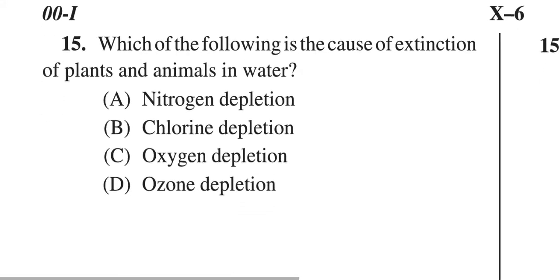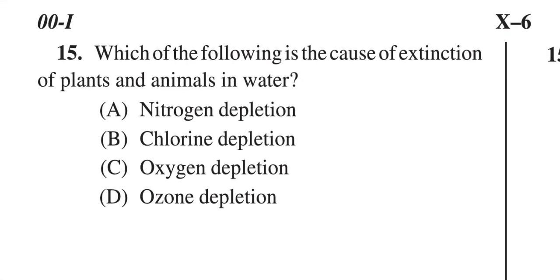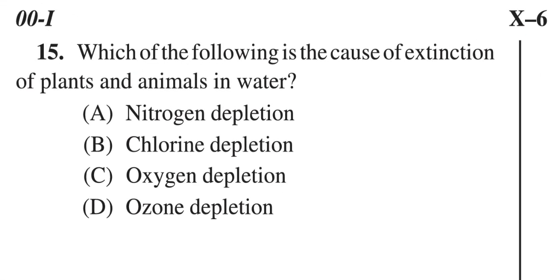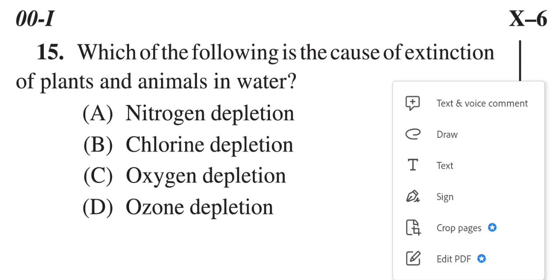Let's move on. Number 15, it is asking us, which of the following is the cause of extinction of plants and animals in water? Nitrogen depletion, chlorine depletion, oxygen depletion, ozone depletion. This is also related to ecology. Correct answer will be number C, that is oxygen depletion.